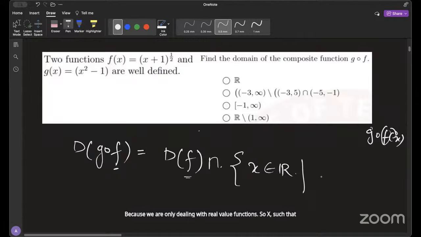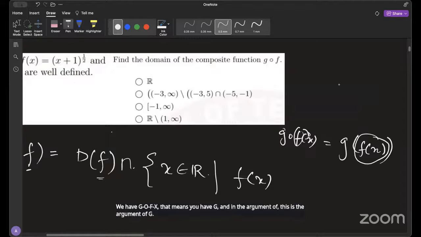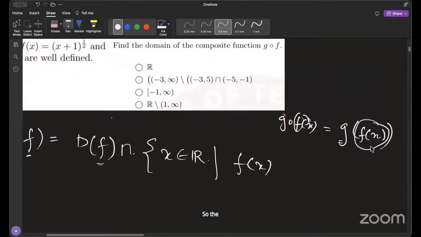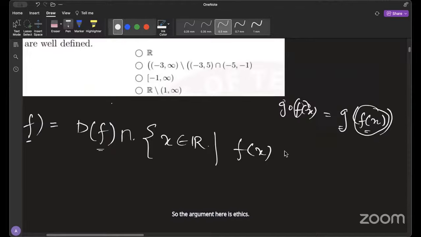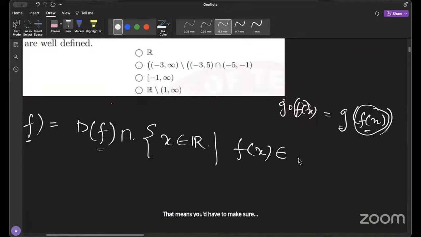So X such that your F of X, this thing, you have G o F of X. That means you have G, and this is the argument of G. Argument means this thing. If you have F of X, then X is called the argument of F. So basically what the function is being applied to is called the argument, right? So the argument here is F of X, and you need to make sure that your F of X is in the domain of G, right? Only then you can apply G to it.